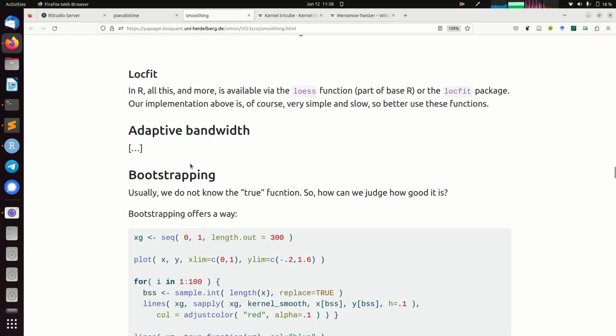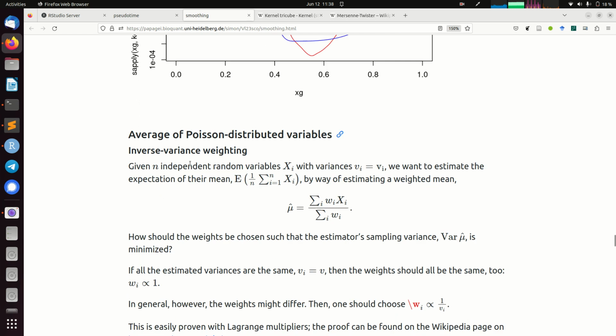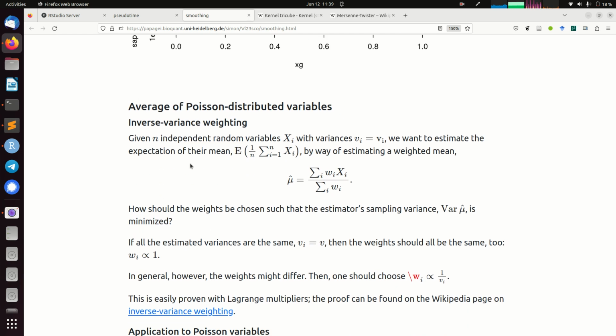So, the first thing is something called inverse variance weighting. Let's imagine you have n independent random variables. It could be n Poisson distributed variables, and we want to estimate their mean. So we have these variables and we add them all up. So for example, it could be expression over 10 cells, which all have about the same pseudotime. And x is our log fraction, and we want to add them all up.